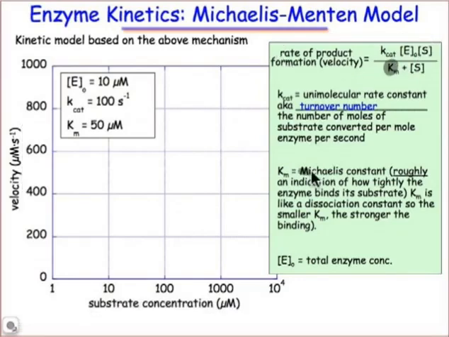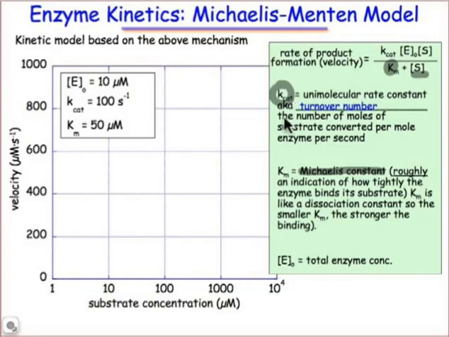Km is the Michaelis constant. You can really think about it almost as a dissociation equilibrium constant. And so being a dissociation constant, the smaller the number, the more tightly the enzyme binds the substrate. And then also in the denominator is the term concentration of substrate.